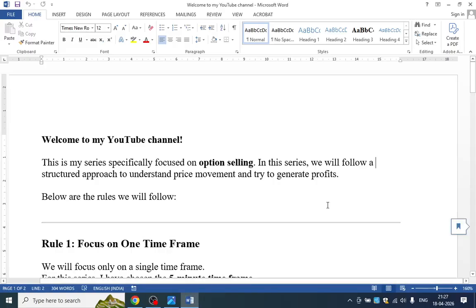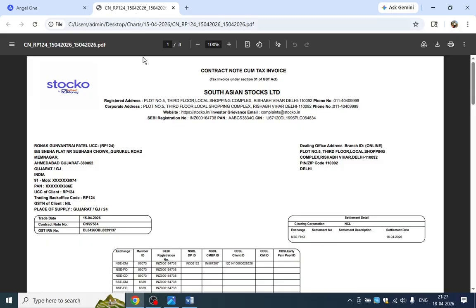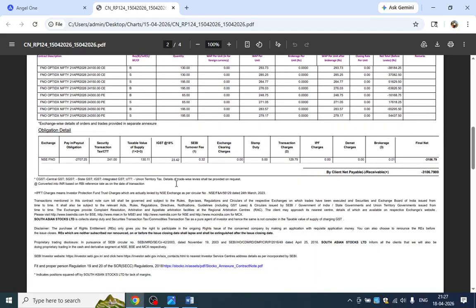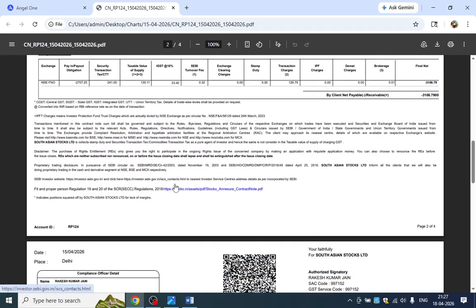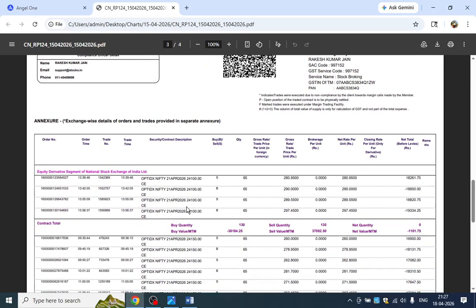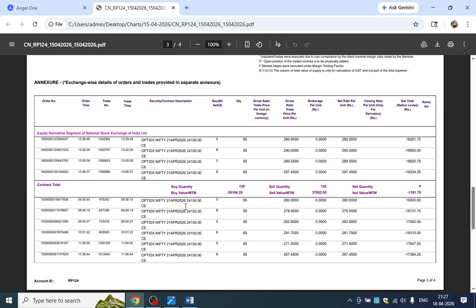This is my series specifically focused on option selling. In this series I share my contract notes, the trades I have taken and why I have taken those trades. I will try to explain it, along with the mistakes I have made and the things I have to look into in future, which I have to take note of.